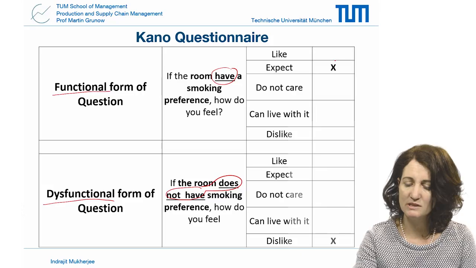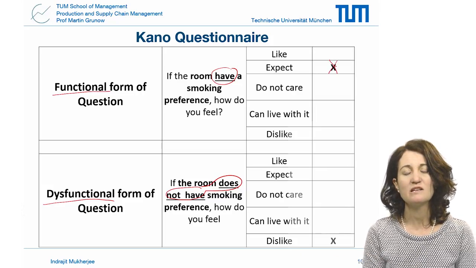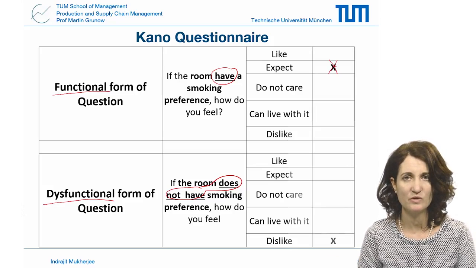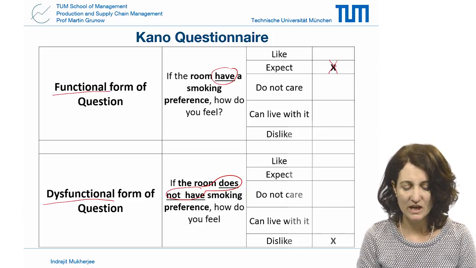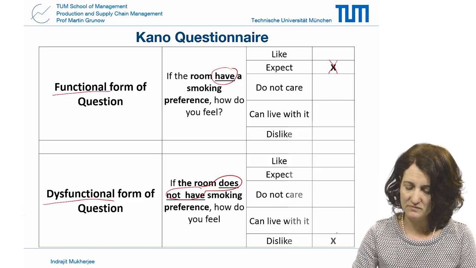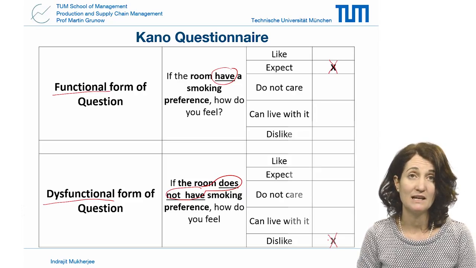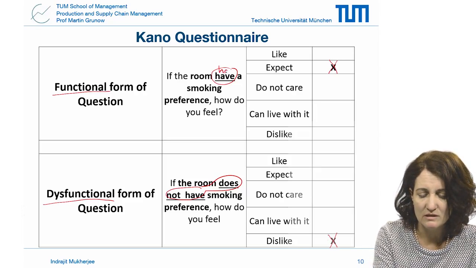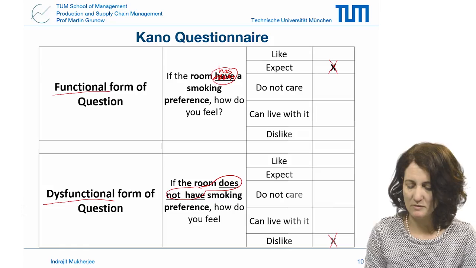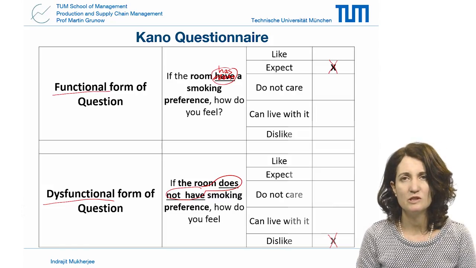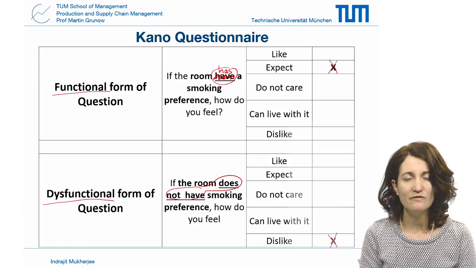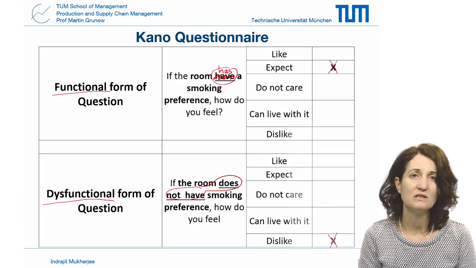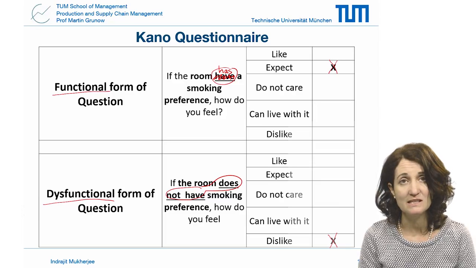So, for example, if the room has a smoking preference, how do you feel? Well, as a customer, I say, I expect that. I expect my room to say whether it's smoking or not smoking. I expect to have that choice. If the room does not have a smoking preference, I would say, I dislike that. I am not happy. So, two different responses. One functional, it has something I expect. One dysfunctional, it doesn't have something, and I actually dislike it.